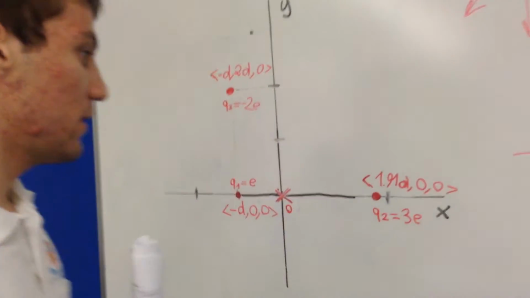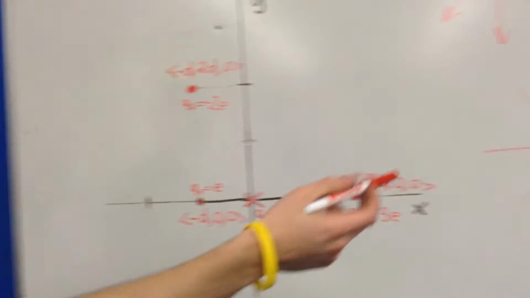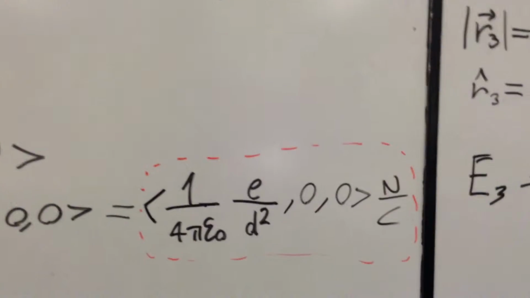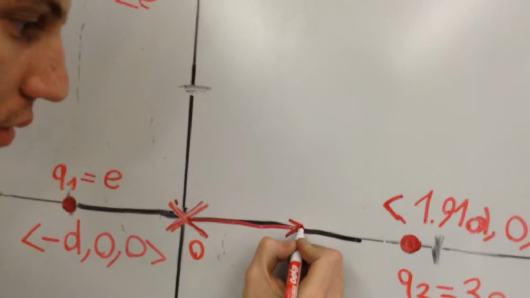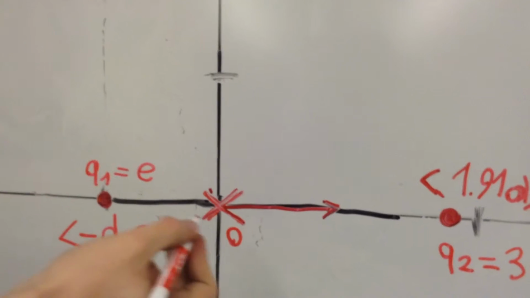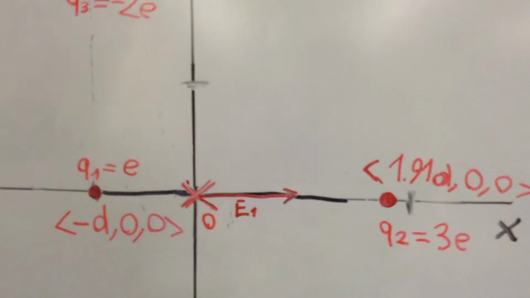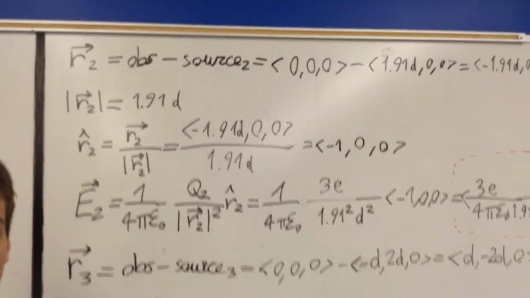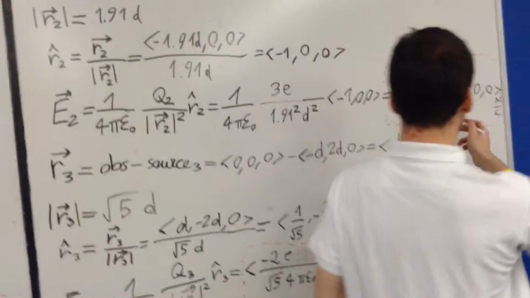Now, if you want to draw it, since the x is positive and the others are 0, we shall draw an arrow that points towards the right of this assumed magnitude, and I'll label it as E1. Now, we will apply the same analogous procedure for Q2 and Q3, and these are all the solutions.